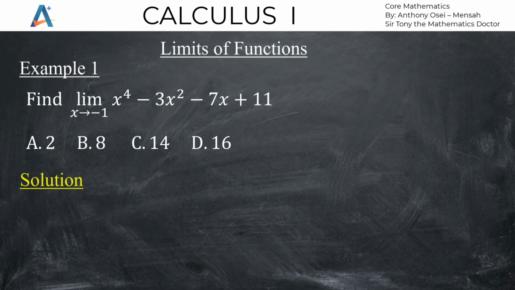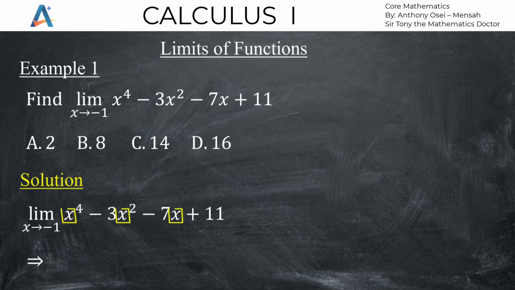Solution. Let us write the question and then we solve for it. So the limit as x approaches -1 of the function x raised to the power 4 minus 3x squared minus 7x plus 11. Now with this, we know that we have to find the limit of this function as x approaches -1. This function is without fraction. So we'll go ahead and I will substitute the value of -1 into x in the function. So it will become, this implies that wherever you see x, put -1 there.